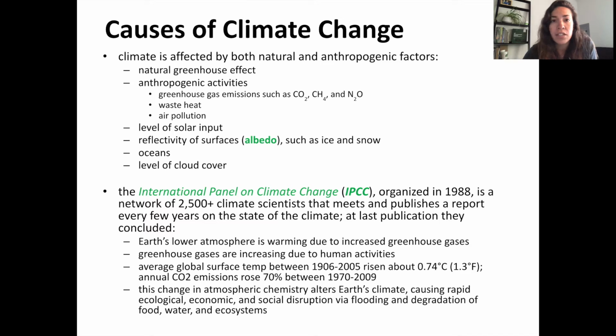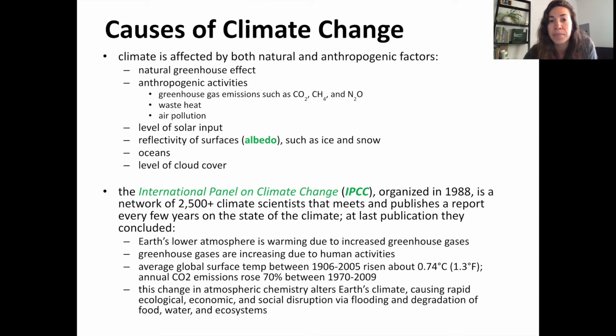Also, human activities are releasing waste heat into the atmosphere and other types of air pollution that may be affecting climate change. We have to consider the level of solar input, so how much electromagnetic irradiance is the sun actually emitting from time to time. That fluctuates depending on cycles in the sun. We don't right now have any evidence that that is affecting climate change at this point in time, although it has in the past.